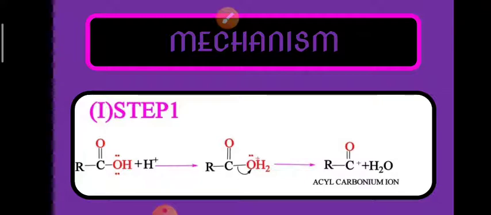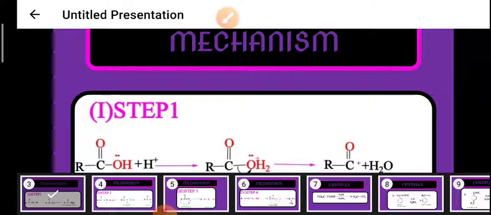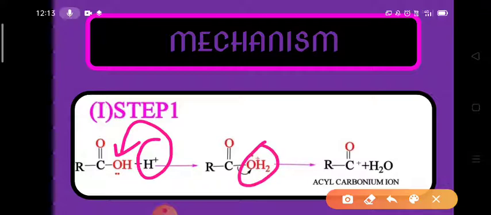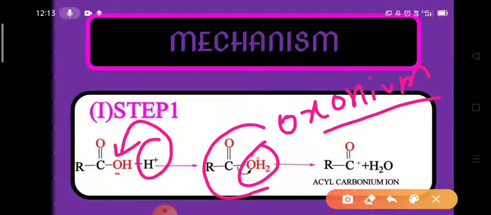We know very well that each oxygen atom is having two lone electron pairs on it. So this H plus ion attacks on the OH group of the carboxylic acid. As a result, here we get the oxonium ion. Positive charge appears on the oxygen atom, so that's why we call it the oxonium ion, or otherwise we can call it the protonated carboxylic acid.